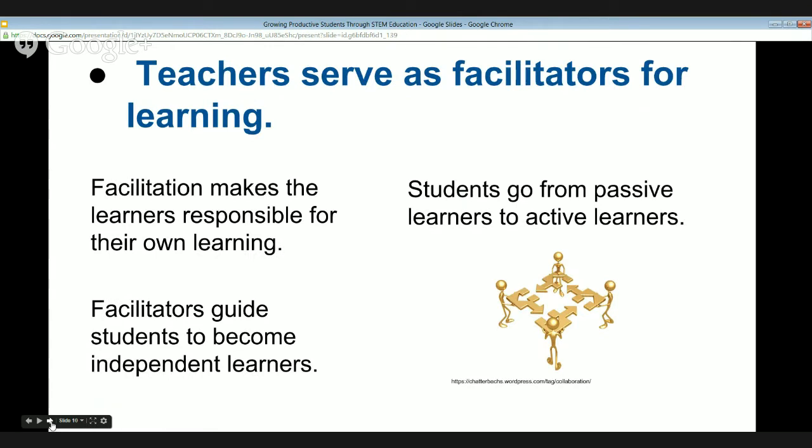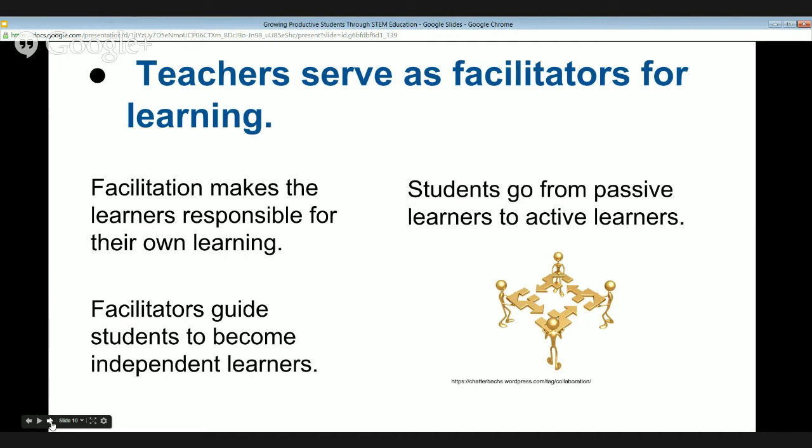Another main difference is the role of the teacher. The days of the sage on the stage, where the teacher is standing up in front of the room lecturing and the students are sitting back being passive learners, soaking up that information as little sponges, is really beginning to change. With STEM, we ask that the teachers serve as facilitators for learning. The main difference in facilitating and lecturing: a lecturer is the content expert. The lecturer controls what's being learned in the classroom, and the participants have to adapt to what the lecturer is doing. Whereas a facilitator is really more of a process manager.